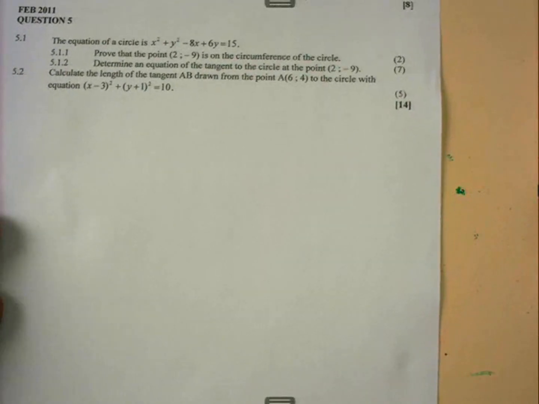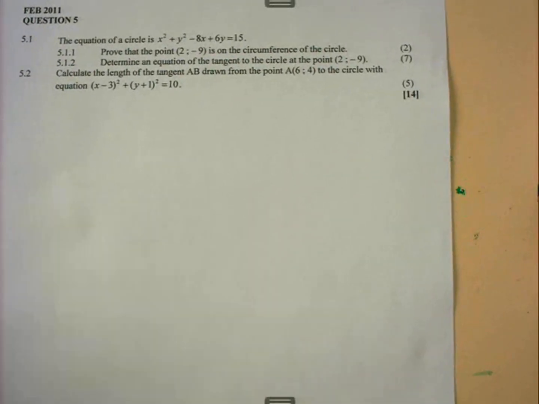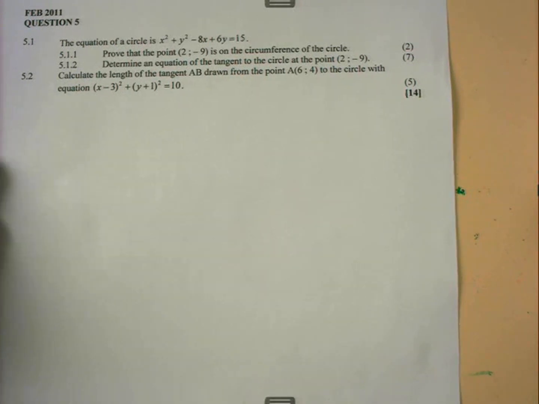Question 5. It says the equation of a circle is x squared plus y squared minus 8x plus 6y equals 15. Now prove that the point (2, -9) is on the circumference of the circle. So we must prove that this point is on that circle. Now, how do we prove this?